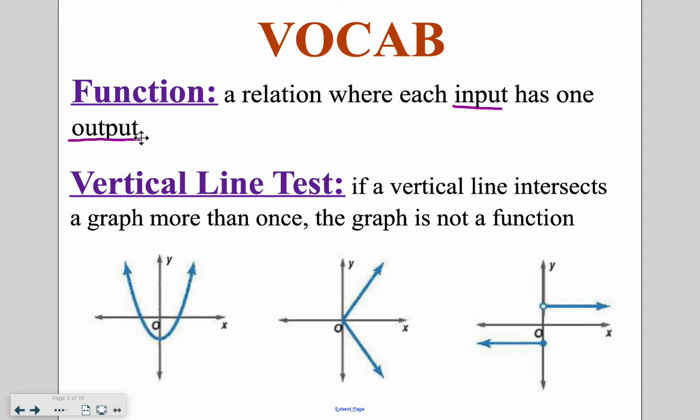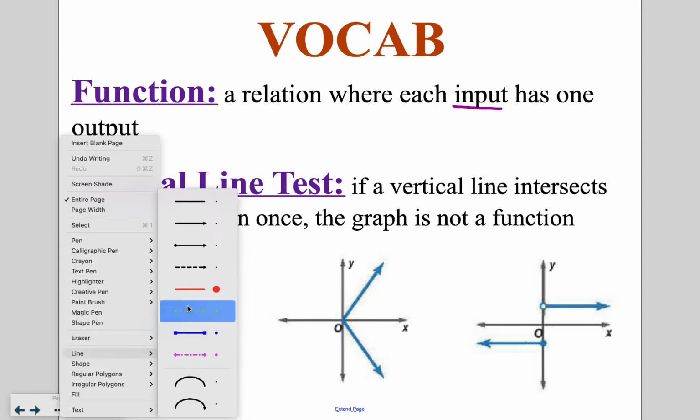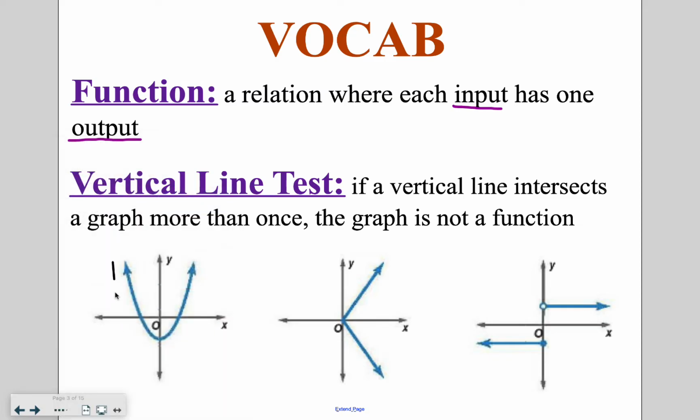One of the ways to determine if something is a function is called the vertical line test. The vertical line test says if a vertical line is intersected more than once, then the graph is not a function. So in order to use the vertical line test, you would draw a number of vertical lines. So I'm just going to go ahead and draw in vertical lines. And we're trying to decide if any of those are touched more than once.